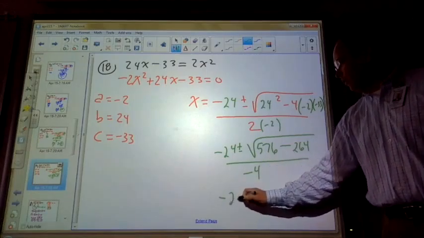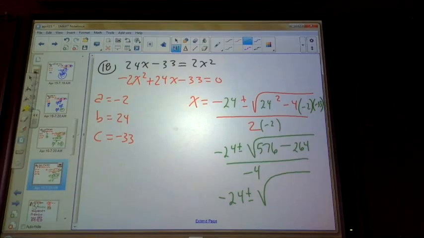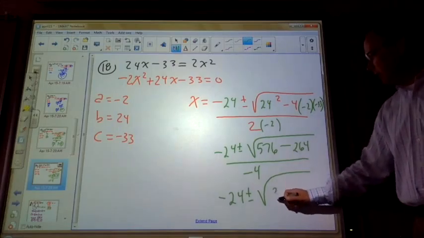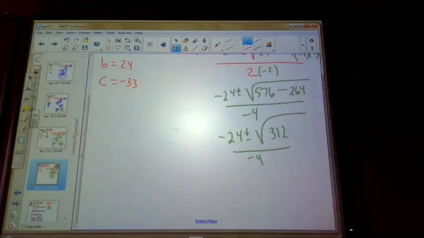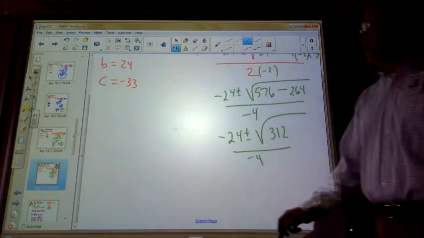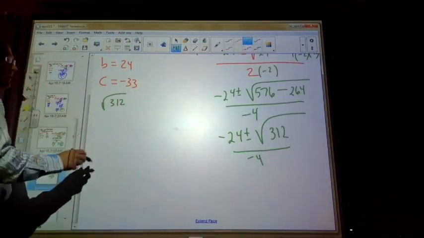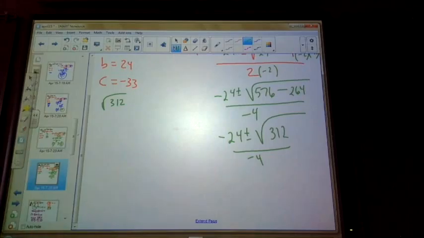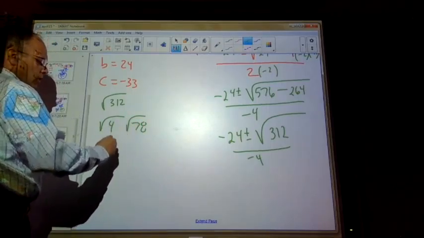So I get negative 24 plus or minus. What is 576 minus 264? 312? Is that right? Cool. It's positive. That works. Over negative 4. Let's see if 312 will break down. So root 312, see if this breaks down. 78 times 4. Okay. So I like that. Which is 2 root 78.